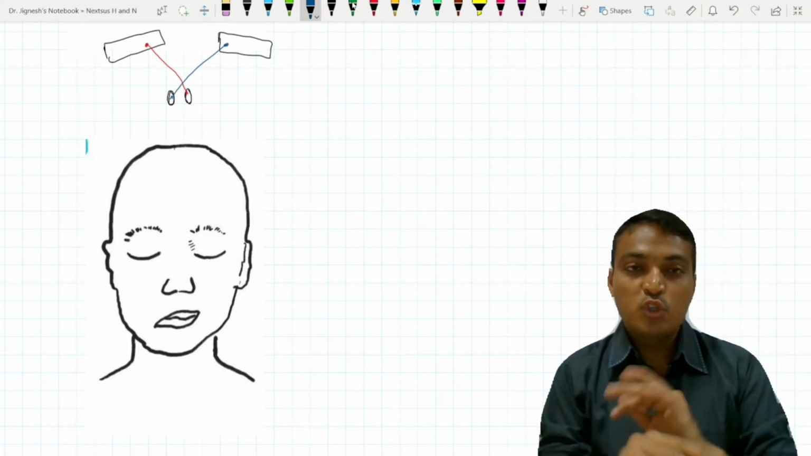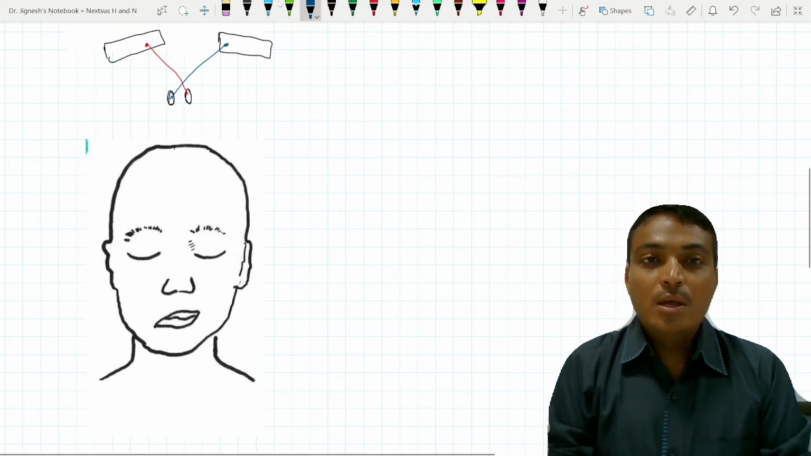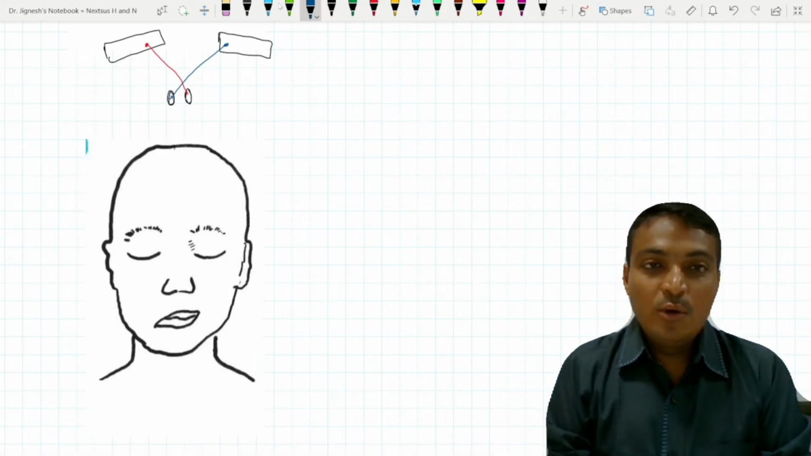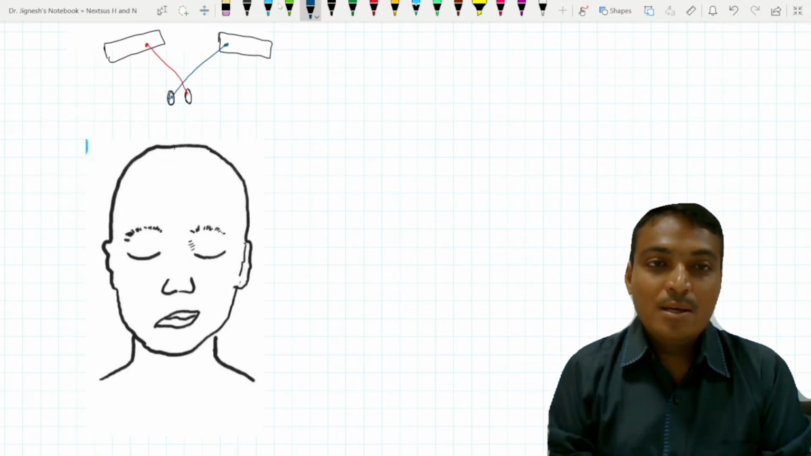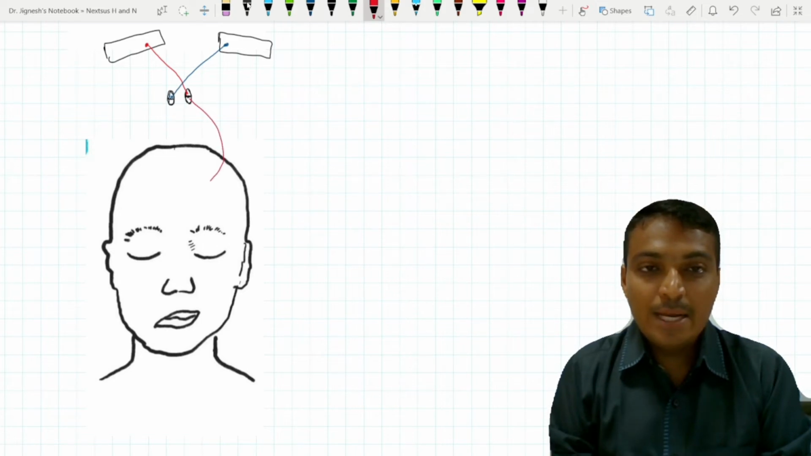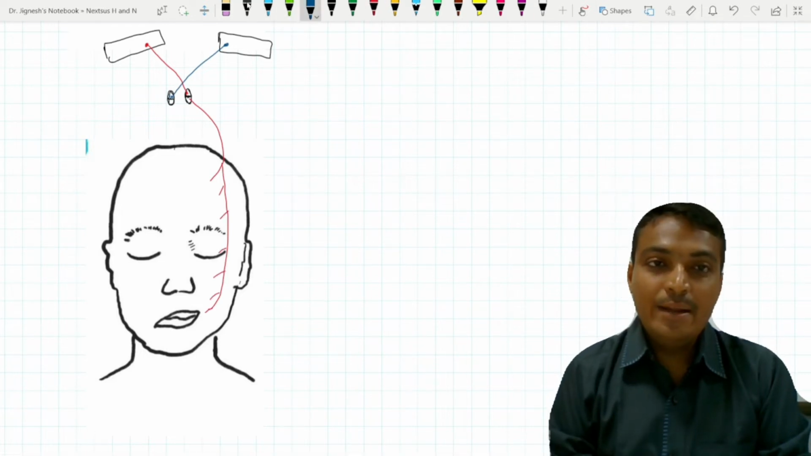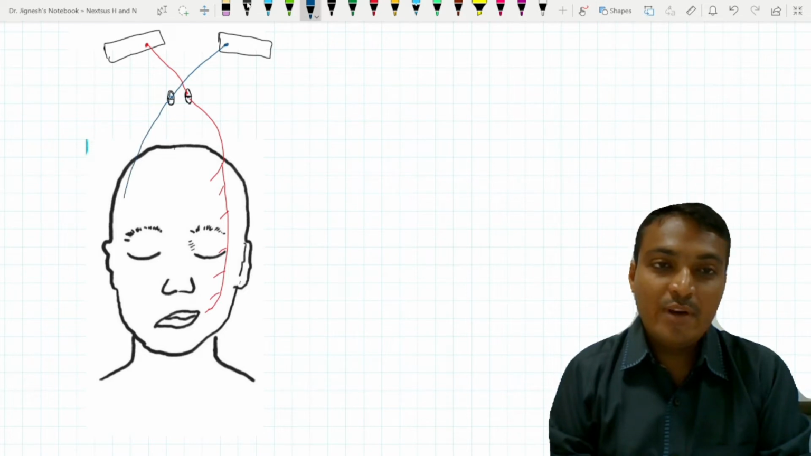So they are going to cross with each other and reach the contralateral nerve nuclei. Now, from this facial nerve nuclei, the upper part of the face is represented by both sided facial nerve nuclei. From this right sided facial nerve nucleus, the fibers pass and supply the whole face on the right side. And from the left side facial nerve nucleus, which is carrying the right sided corticonuclear fibers, they will reach the left side of the face and supply it.